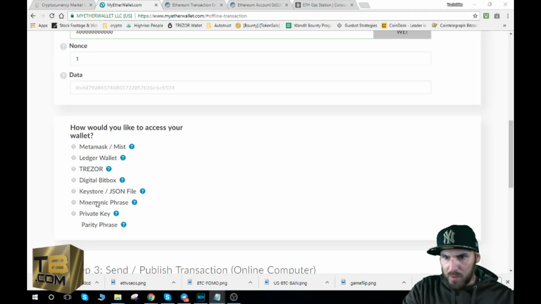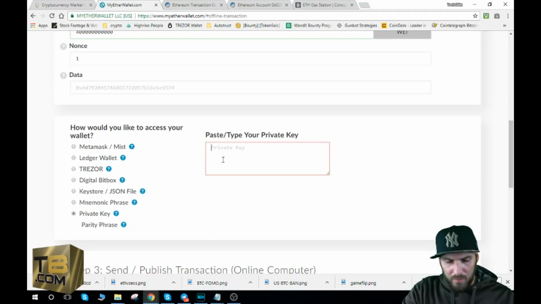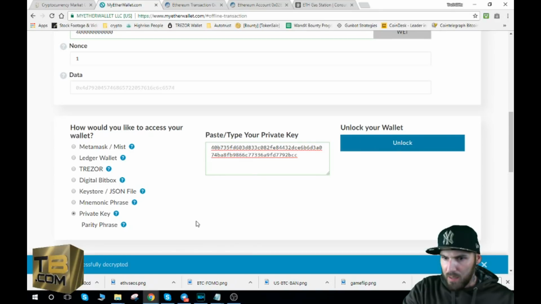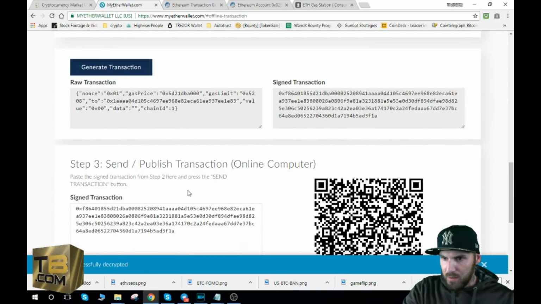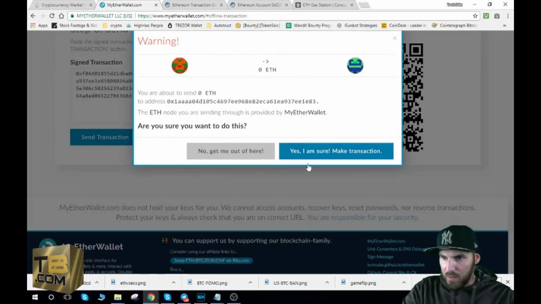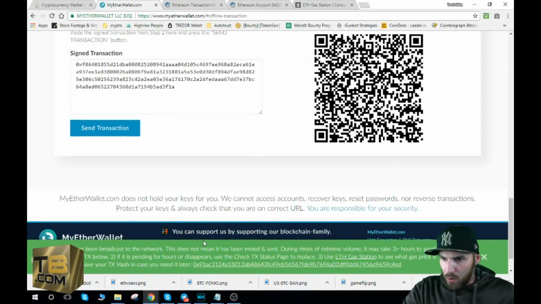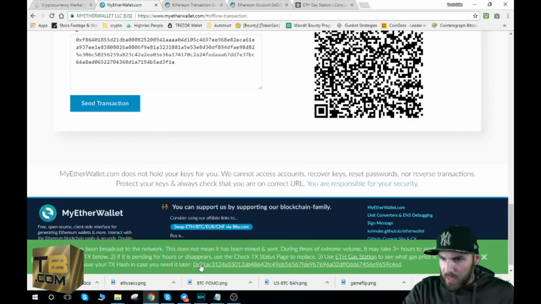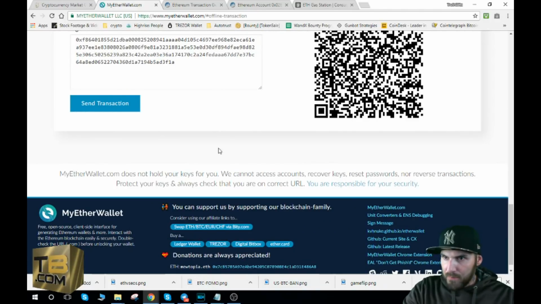Next, what we do is we put our private key from the wallet that we're using. We hit unlock, wallet decrypted, generate transaction, send transaction. Yes, I'm sure. Okay, so what this is going to do is basically duplicate that transaction that is stuck, but with a higher gas price. Because what happens is, if you have a transaction that is way lower than the needed gas price, it's just going to keep trying to send. Every few minutes, it's going to try to send in a new block.